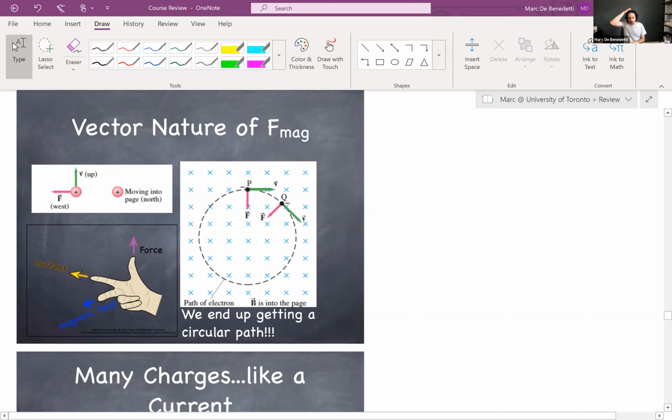But with the cross product, qv cross B, we actually get circular motion when you have a charged particle moving in a B field. So it's a little bit trickier to think about and analyze, but as long as you remember that you get a circular path, then when you study the dynamics of this, you're going to get F net equals mv squared over r instead of just a simple F net equals ma.